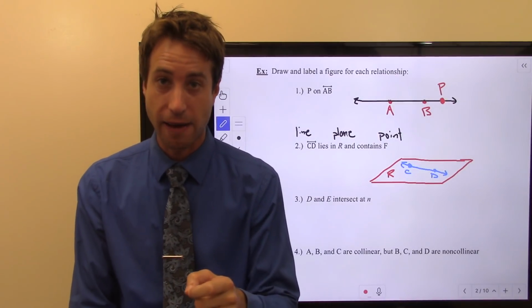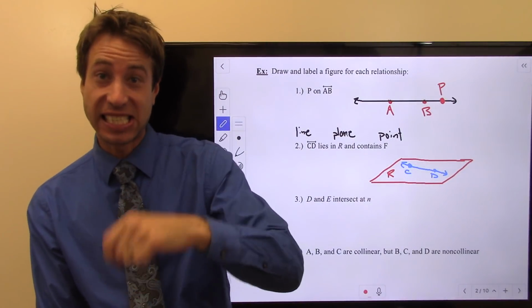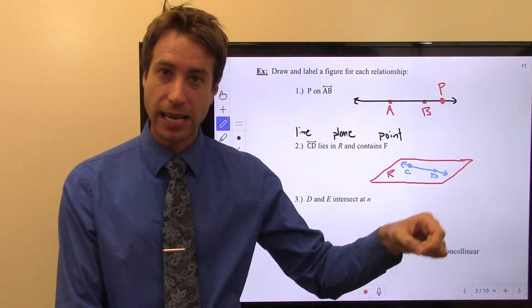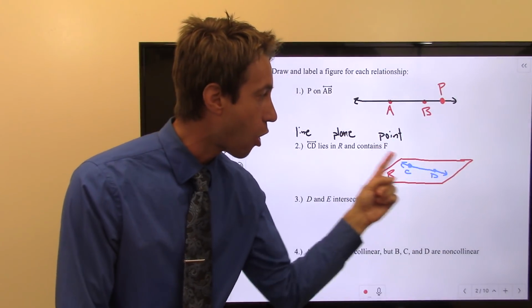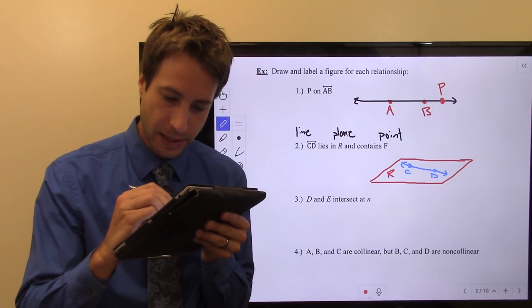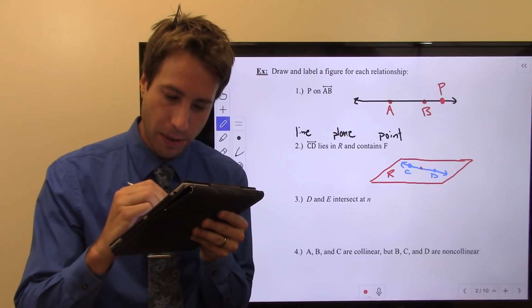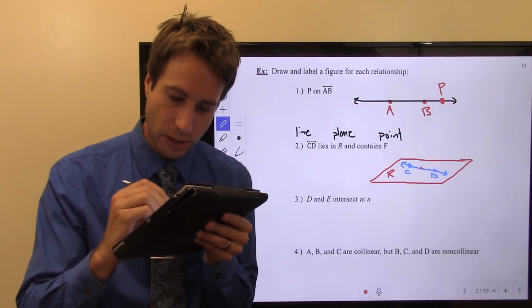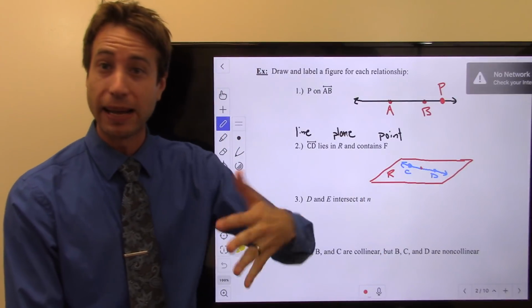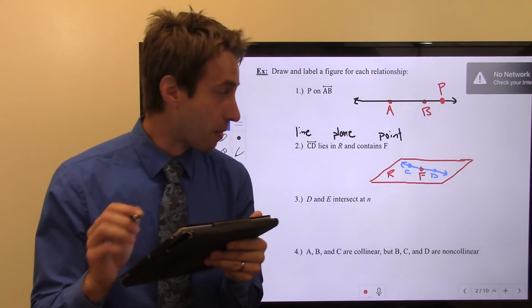What contains F? Well, the line CD is in the plane R and contains the point F, which means somewhere on that line, I need to put the point F. This time, yeah, let's do it. I'll put it between those 2 points. There's my point F. So I have my plane R, the line CD is in the plane, and point F is on that line.